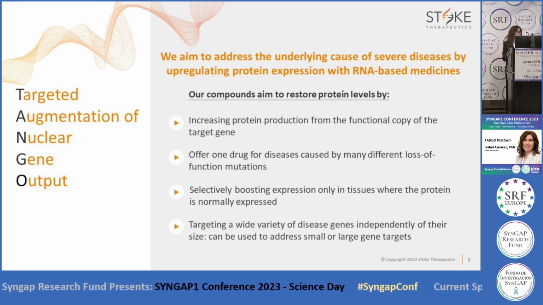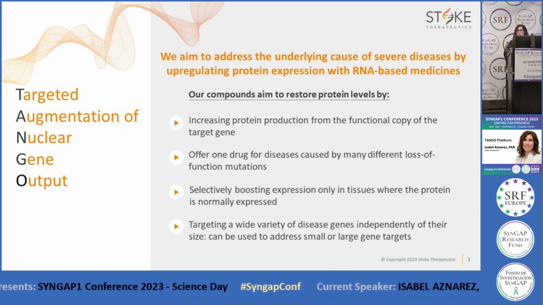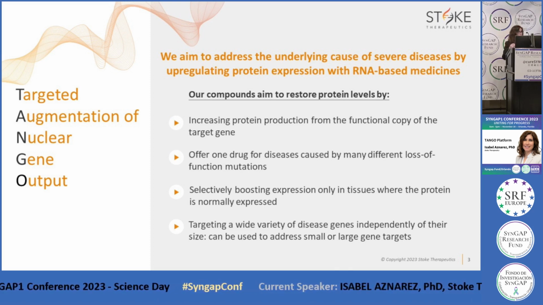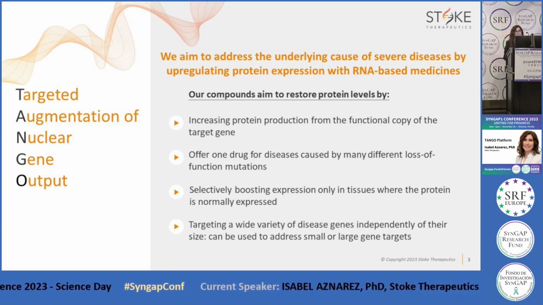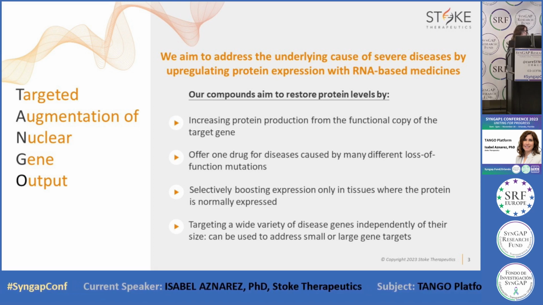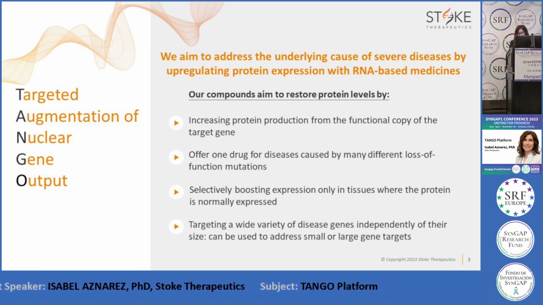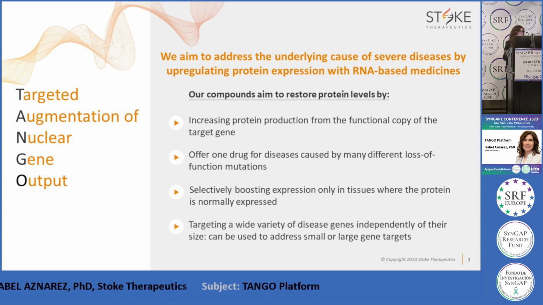This TANGO technology is also inherently cell type and tissue specific, and we heard today about how important it is to know the function and to know where Syngap is expressed. Here, because we're acting at the level of RNA, we're only upregulating Syngap, or any other potential target protein, in the cells and tissues where that gene is expressed. There are no limitations in the size of the gene. Syngap and SCN1A are very large genes, and there are certain technologies that may not be able to address these diseases, but in the context of our technology, we don't have to worry about that.